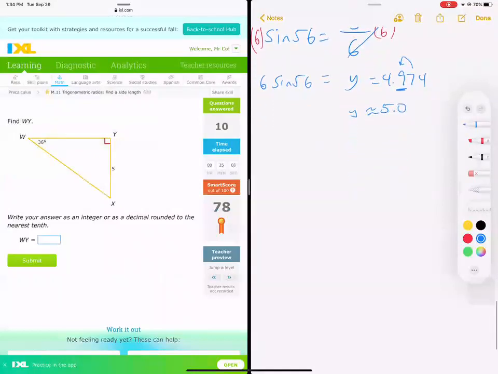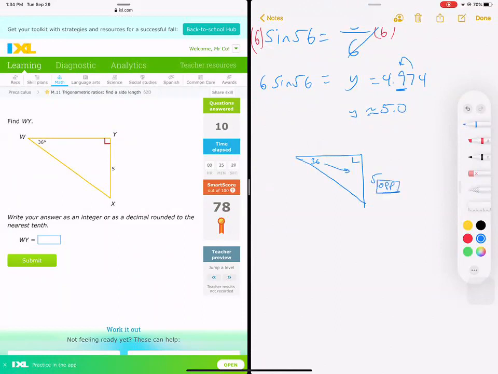Okay, next problem. Same idea here. I'm going to write down my question. 5, 36, right angle. Is the 5 adjacent, opposite, or hypotenuse? Like, remind yourself that. It's across the 36. That's going to be opposite for me.